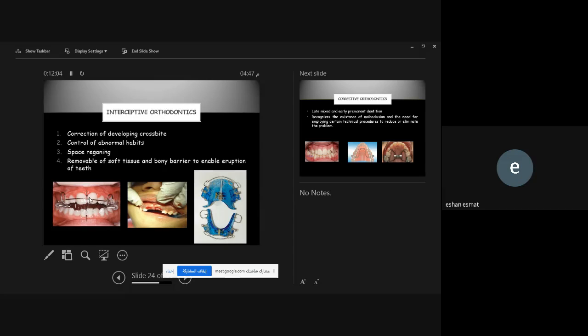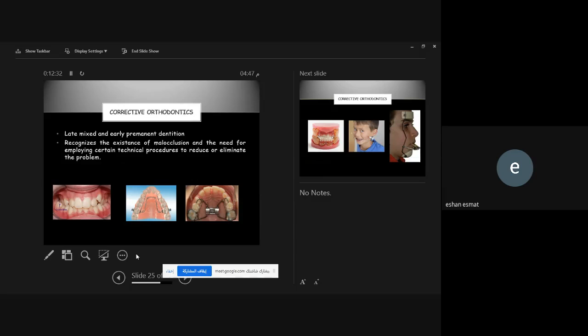The tongue prevents eruption. Also here you can see there is heavy or thick soft tissue that prevents the permanent central incisors from erupting, so they need a surgical incision to open a window for the central incisor to erupt. Okay.